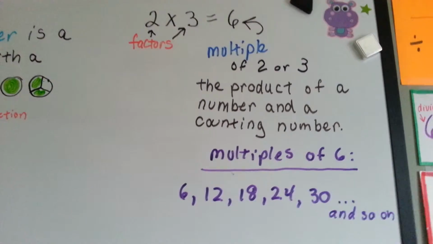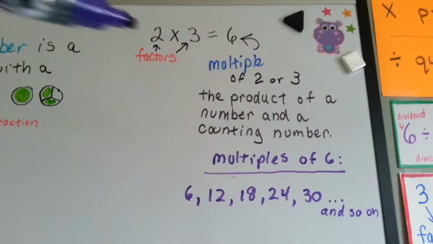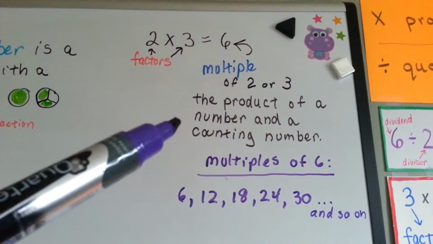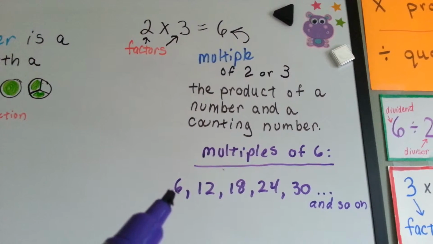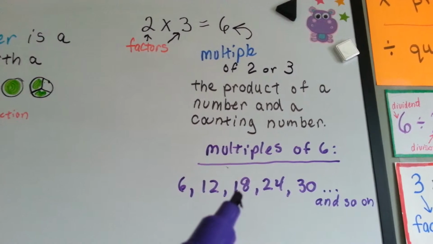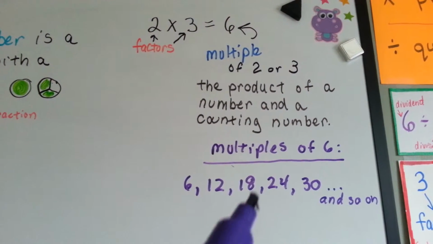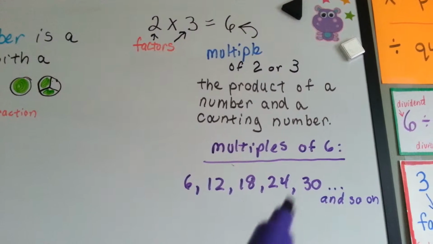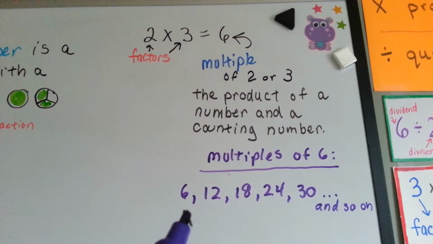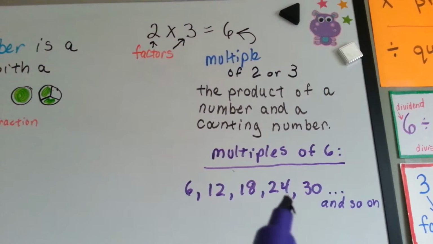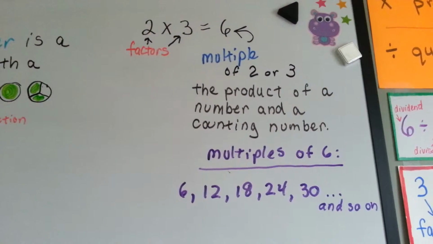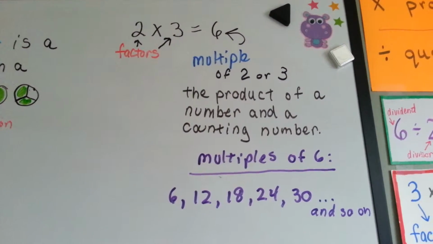I want you to remember that a multiple is like the answer in a multiplication problem. It's like the product. It's the product of a number and a counting number. Like 6 times 1 is 6, 6 times 2 is 12, 6 times 3 is 18. See, the 1, 2, 3 are the counting numbers, 1, 2, 3, 4, 5, and so on. And then the multiples are the product of that counting number and the number 6: 12, 18, 24, 30, 36, and on and on. Those are the multiples. You have multiple 6s. You have more than one 6. Think of it that way, okay?